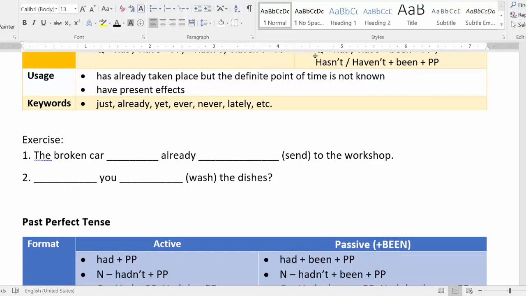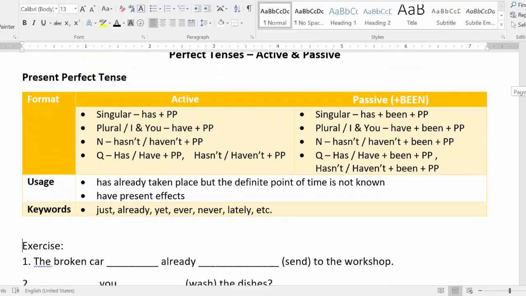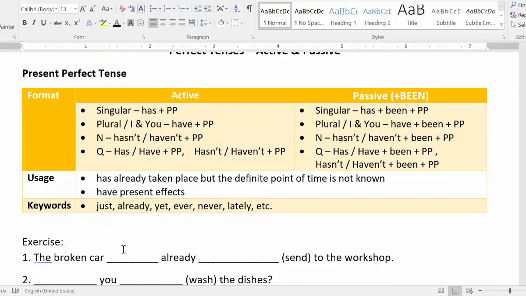Now let's look at the exercise. Two questions. Number one, the broken car what to the workshop. Here our verb is send, S-E-N-D. If we use our format, broken car, one car, so your answer should be has already sent, S-E-N-T, has already sent. But can the broken car send to the workshop by itself? No, right? So it should be sent by someone.